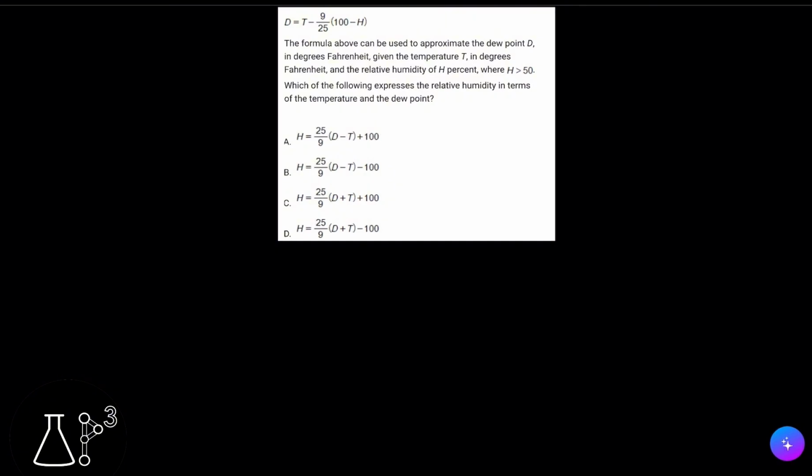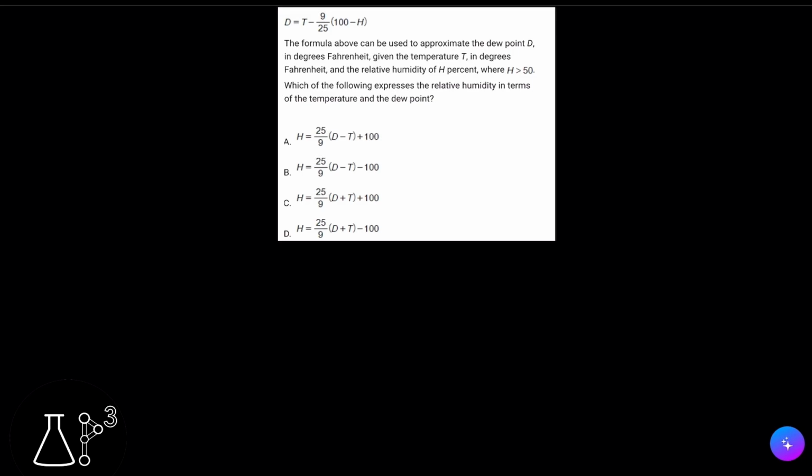Okay, this is a lot of information. So let's read everything, take our time, and understand what we're asking for. So D equals T minus 9 divided by 25, parentheses 100 minus H. So the formula above can be used to approximate the dew point D in degrees Fahrenheit given the temperature T in degrees Fahrenheit and the relative humidity of H %, where H is greater than 50. Which of the following expresses the relative humidity in terms of temperature and the dew point?